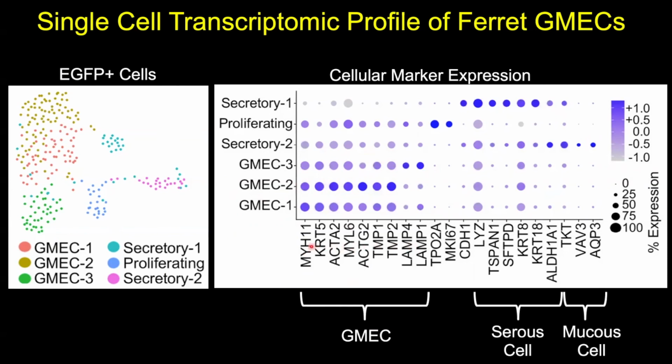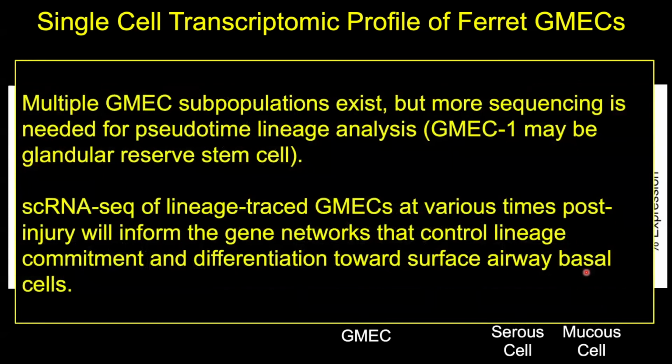Classification of these cells is based on genes that are expressed in these cell types. These are MEC specific genes, as well as serous cells expressing lysozyme, and mucus cells. So multiple glandular myoepithelial subpopulations exist, but we do need more sequencing to provide statistics for the pseudotime lineage analysis, but GMEC1 may be the reserved stem cell compartment. In single cell sequencing of lineage traced GMECs at various time points post-injury, we're investigating the gene networks that control lineage commitment, and also differentiation towards full-fledged multipotent basal cells on the airway surface.